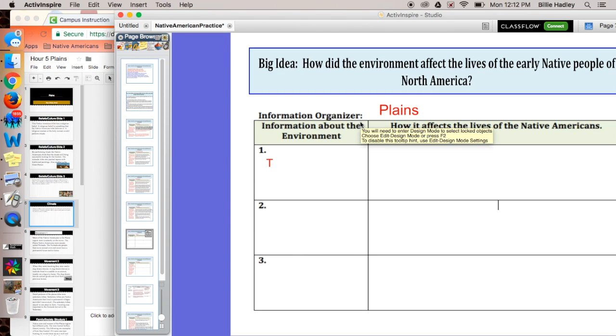So since the part on the left is information about the environment, we're going to go to the plains slideshow and look for information about the environment. Climate, landforms, water forms, those are the key pieces of information for all of the groups. So only environment goes here, and then how it affects the people on this side. So there should be no mention of food, no mention of clothing, no mention of anything like that on this side, because that's people. That all happens on this side.